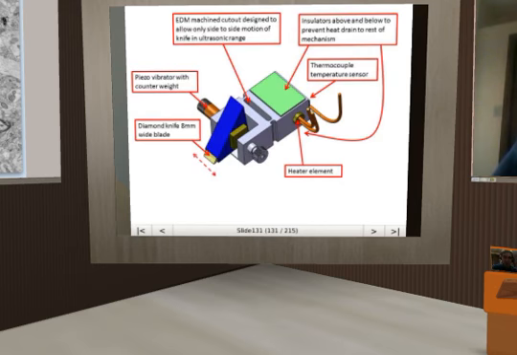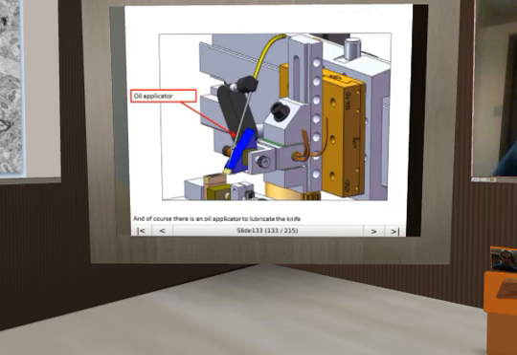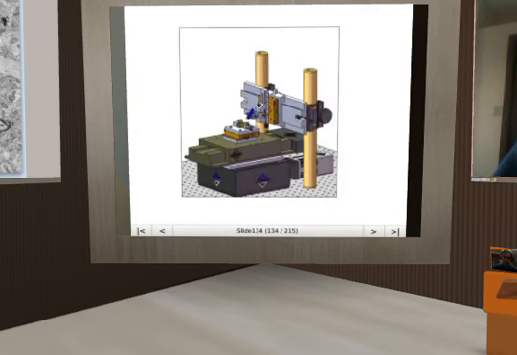It has a piezo vibrator with a counterweight. The diamond knife is 8 millimeters wide. It has a heater element, etc. And of course, there is an oil applicator to lubricate the knife during sectioning.